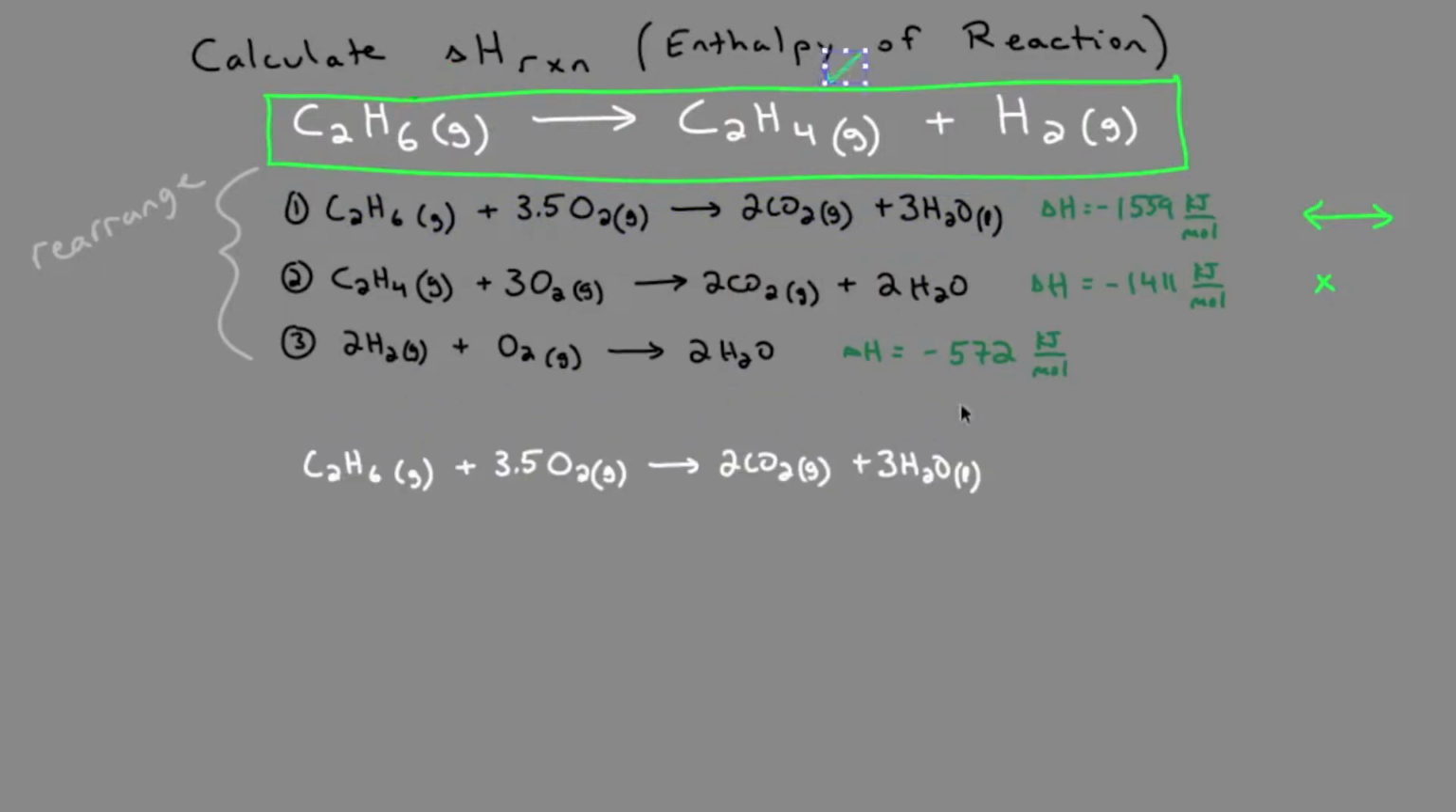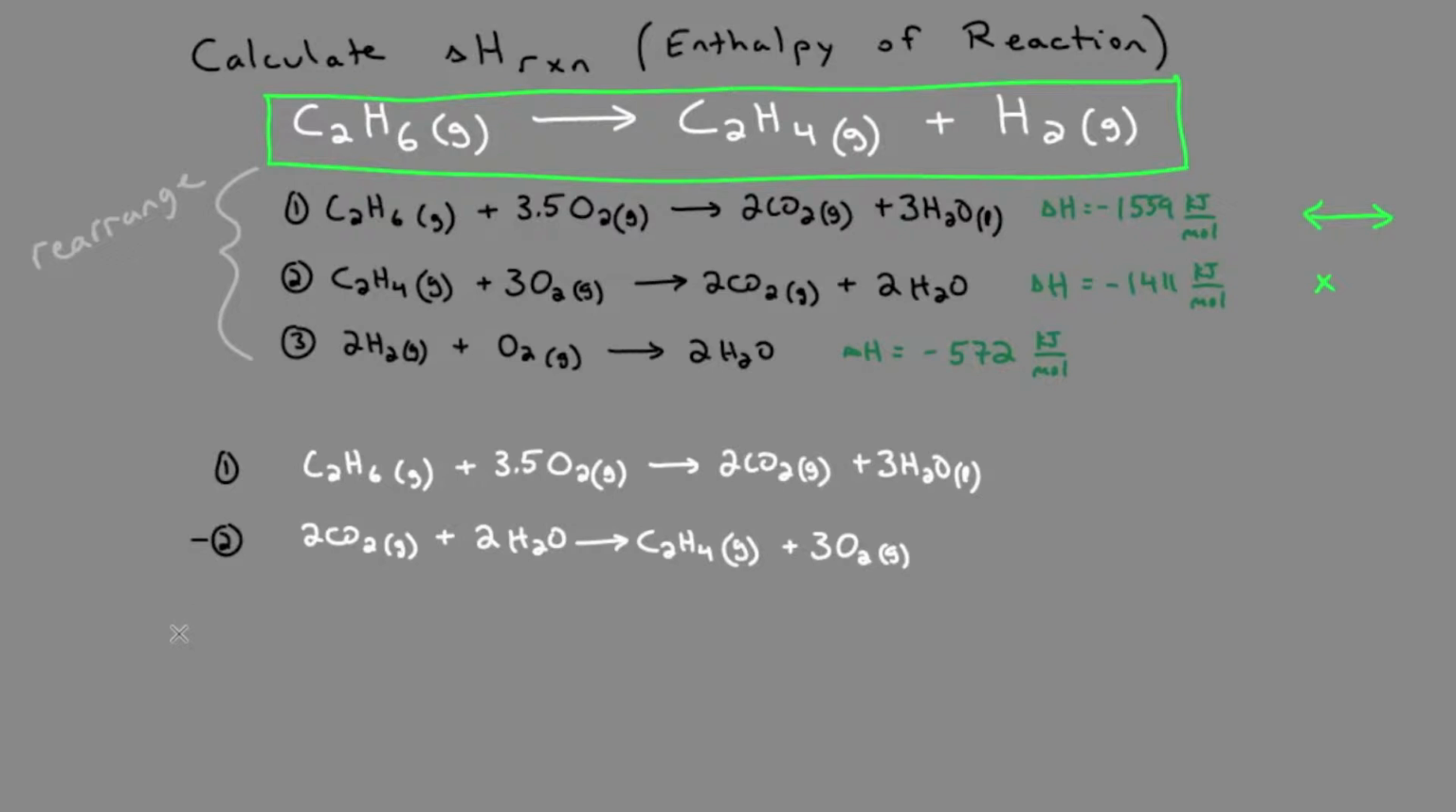Notice we have C2H4, ethene. Where's the reaction with ethene? Reaction 2. We need to reverse it. So we're going to reverse reaction 2. So far we have just reaction 1. We've reversed reaction 2. To keep note that we reversed it, we use a negative.